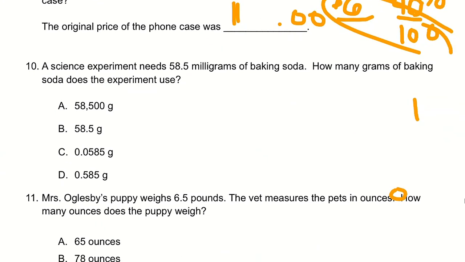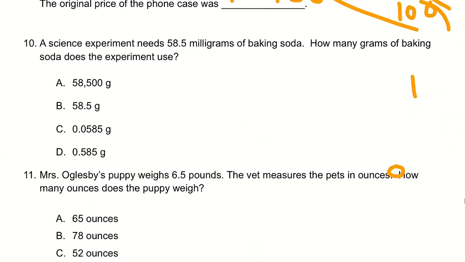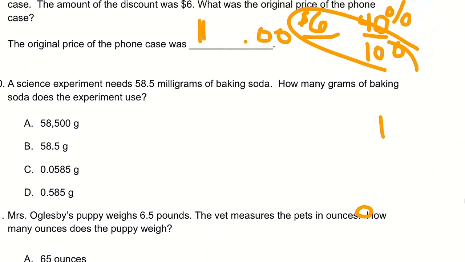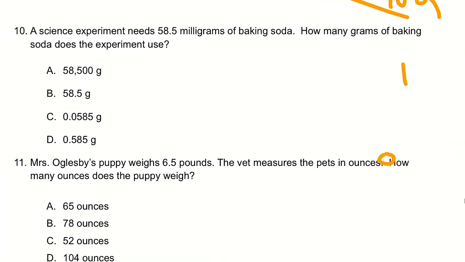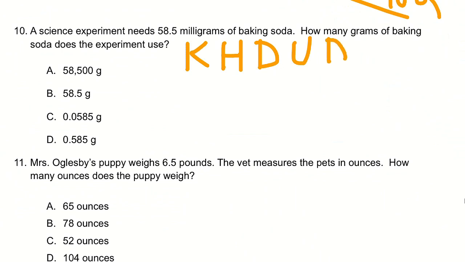Number 10 says the science experiment needs 58.5 milligrams of baking soda. How many grams of baking soda does the experiment use? Ooh, I love these. I love that it is giving us a number that has a decimal already. So I'm going to open my handy dandy blue folder and look for that mnemonic device, which is King Henry doesn't usually drink chocolate milk.